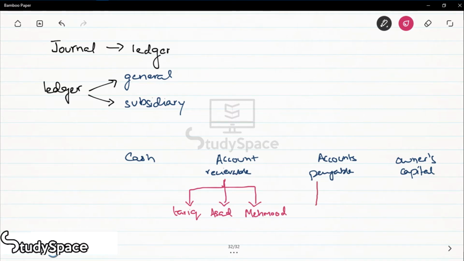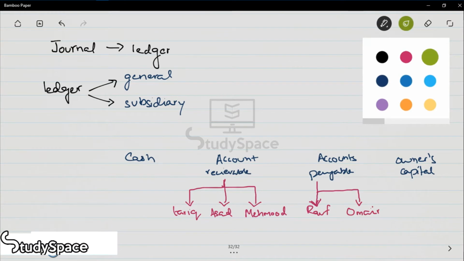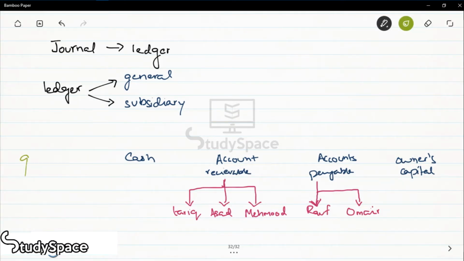And it has to pay 2 particular individuals. So in this scenario, these main ledgers are going to be our general ledgers, and specific ledgers regarding our payables and receivables are going to be our subsidiary ledgers.